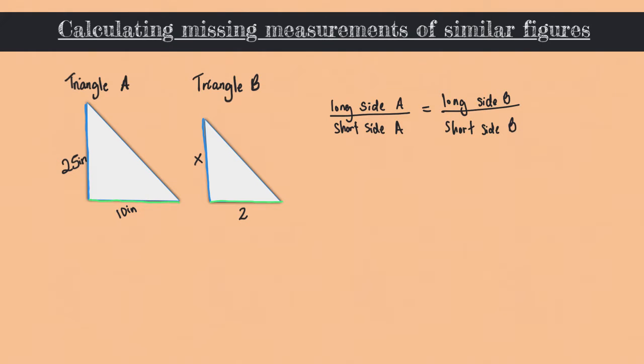And we're just going to plug in the values that were given for those sides. So what's the long side of A? Well, the long side of A is 25. And the short side of A is 10. And that ratio is going to be equal to the same ratio as the long side of B, which is given as x over the short side of B, which is 2. So now we have the format we're looking for. We have a fraction on either side of an equal sign. We have nothing else there. So we can go ahead and cross multiply.